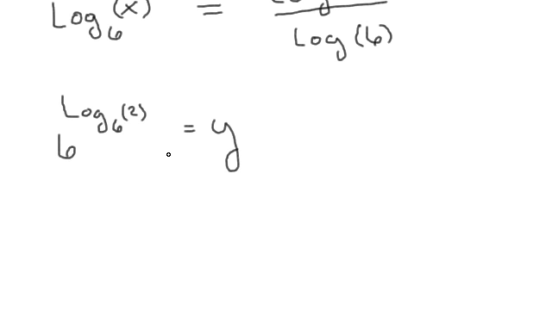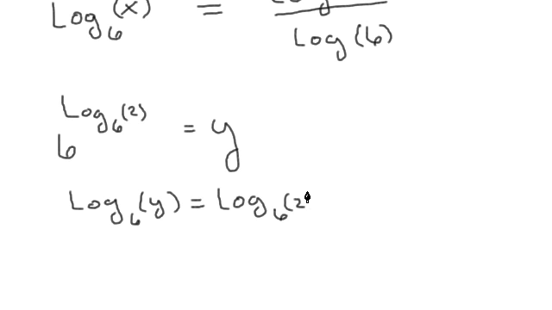Right, so it's in exponential form when we want to write it in log form. Alright, so this would end up becoming log base 6 of y is equal to log base 6 of 2, and therefore we'd end up just getting y is equal to 2.